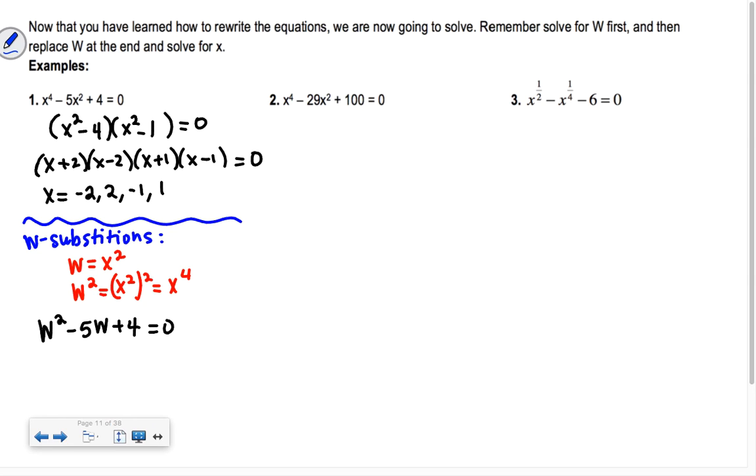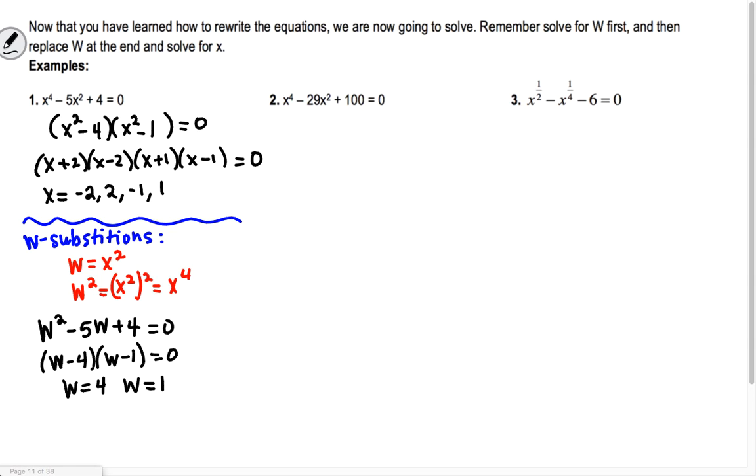Do you guys see what I'm saying? The x squared was equal to W, and W squared was x to the 4th, so we're just replacing it. Now we factor that. When I factor, I get W minus 4 times W minus 1, and I get answers for W. I get W equals 4 and W equals 1.